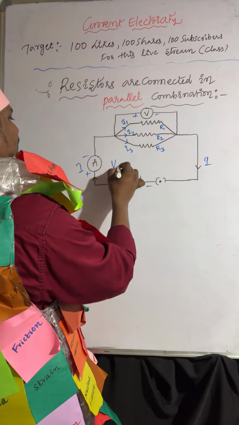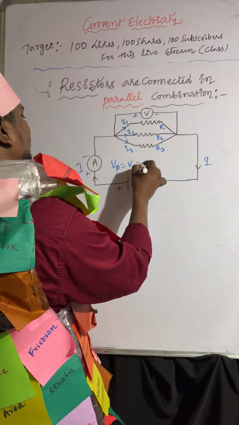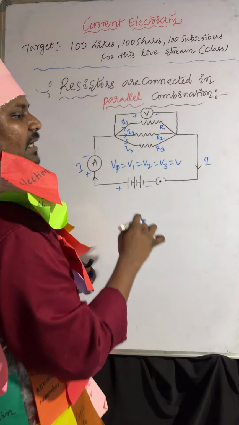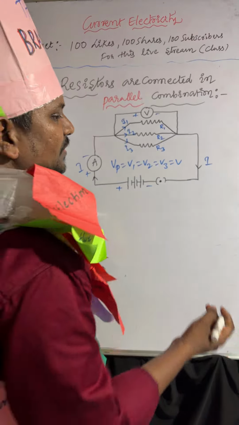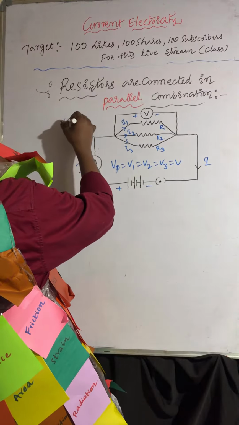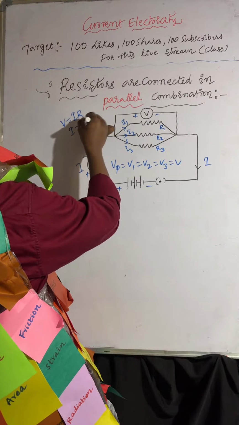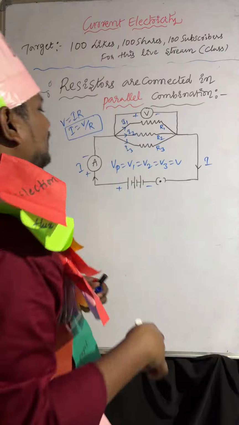That's why Vp equal to V1 equal to V2 equal to V3 equal to V. V equivalent we can take, V effective also we can take. Now V equal to IR, I equal to V by R.